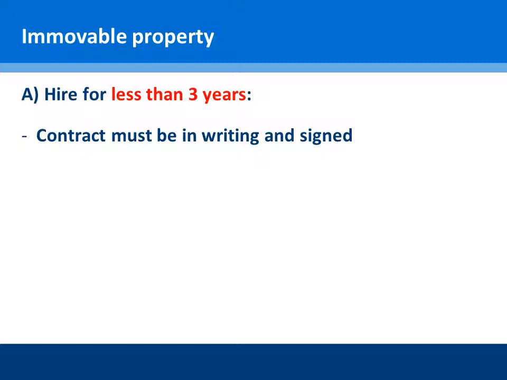If the leasing is for less than 3 years, the contract must be made in writing and signed. Otherwise, the contract is not enforceable. This means that the contract is still valid, but it is not enforceable. If there is a dispute between the lessor and the lessee, they cannot go to court.